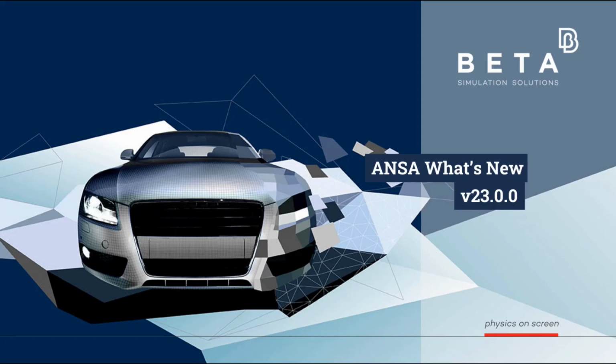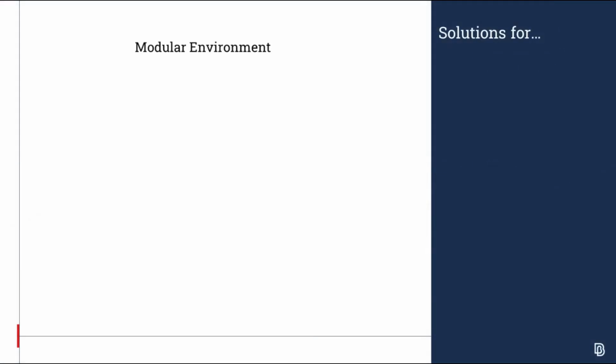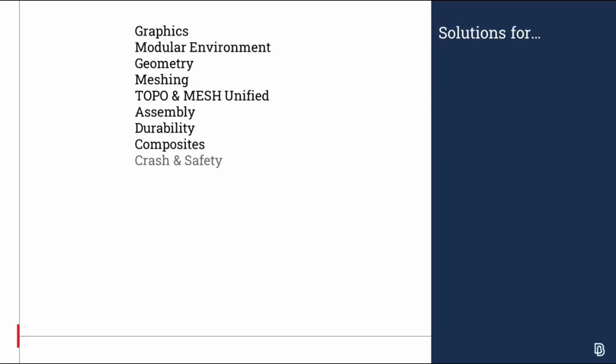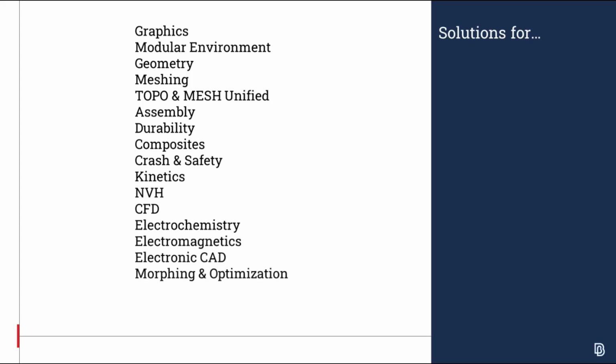Welcome everyone. In today's session, we're going to cover the latest developments of ANSA version 23. The enhancements in version 23 are mainly in the areas of graphics, modular run management, geometry, meshing, topo and mesh unified, and then to assembly, durability, composites, crash and safety, kinetics and NVH, CFD, electrochemistry, electromagnetics, electronic CAD, morphing and optimization, virtual reality and augmented reality, machine learning integration, and finally, user productivity.